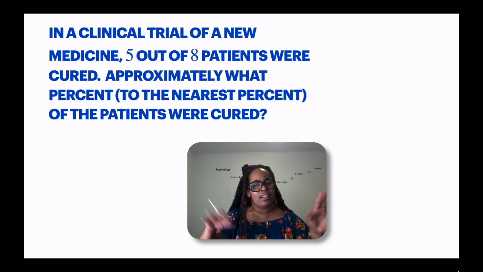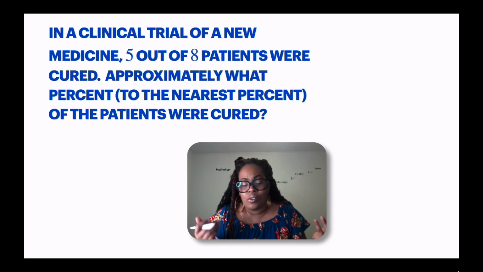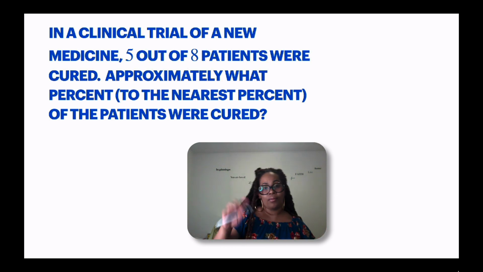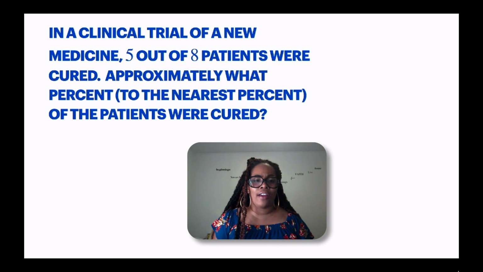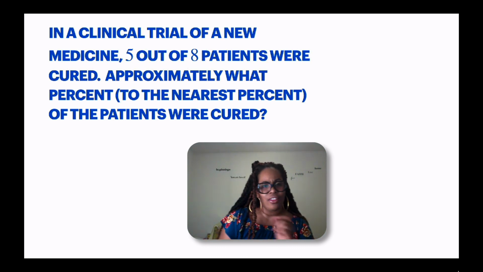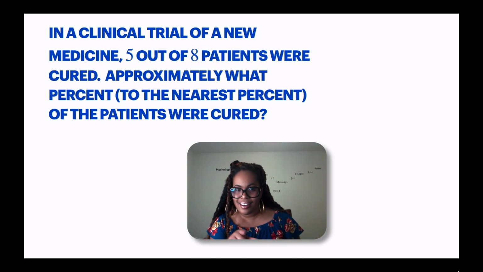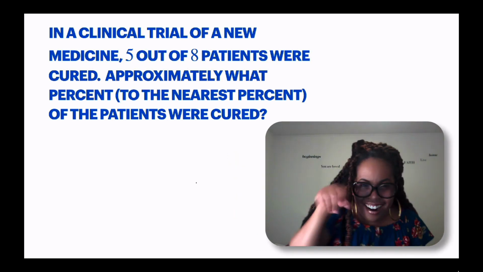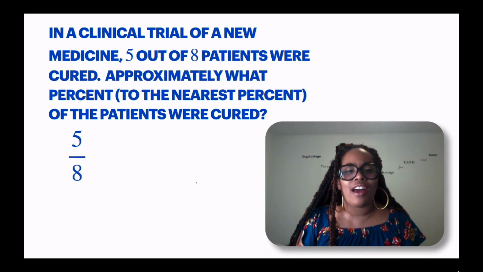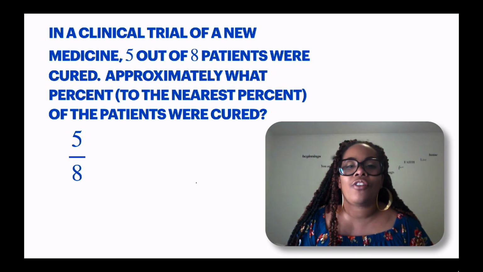So that means if we get a decimal, all we have to do is just round it, right? Round it up or it stays the same. So first, let's start by finding the fraction within the problem. Do y'all see it? I see it. It's right there. There it is. It says 5 out of 8. So we're going to start with 5 out of 8.